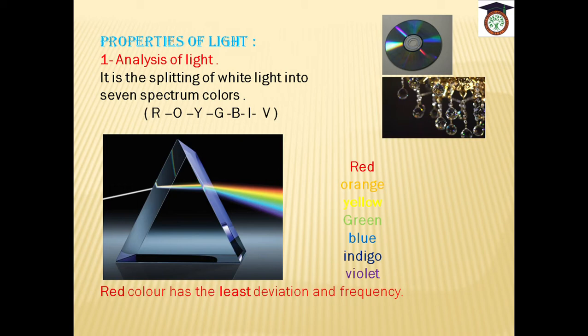If we compare it to violet, the violet color has maximum deviation. It's the most broken, nearest to the base of the prism, and it has maximum frequency. So as we go from up to down, from red to violet, the deviation increases and the frequency increases. It's a very important note.